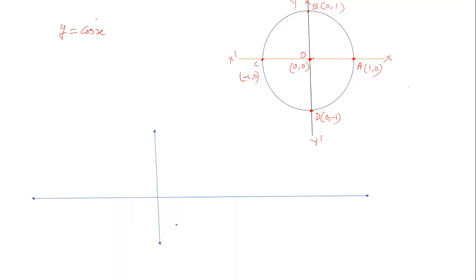And we will take angles in radians. Say this is 0 radian. This point is pi by 2. This is 2 pi by 2, that is pi. This point is 3 pi by 2. And this point is 4 pi by 2, that is 2 pi. First, we will take the graph of y equals cos x from 0 to 2 pi. Then we will extend it.